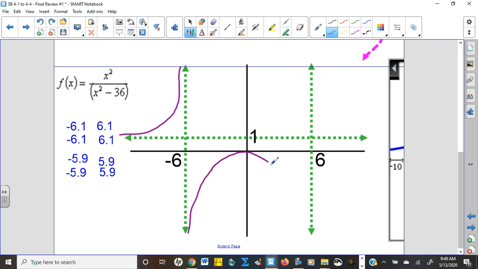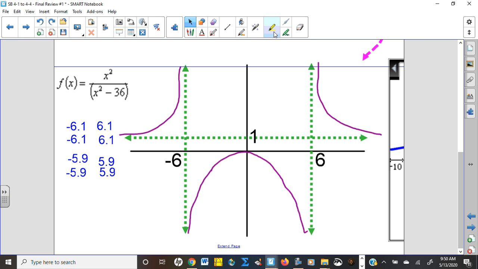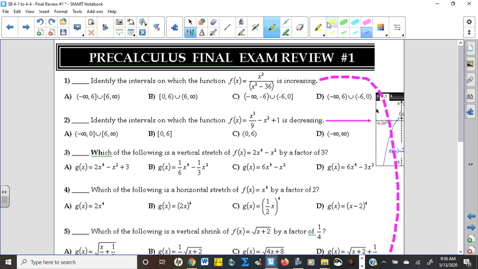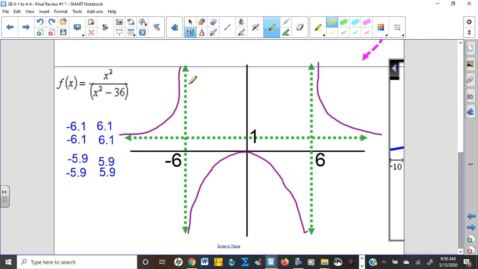And then if we test it on the other side, what you'd find is that it has similar behavior on the other side, kind of like this. So this is what this function would look like if you graphed it all out. Now remember, the problem asked us, where is it increasing, right?